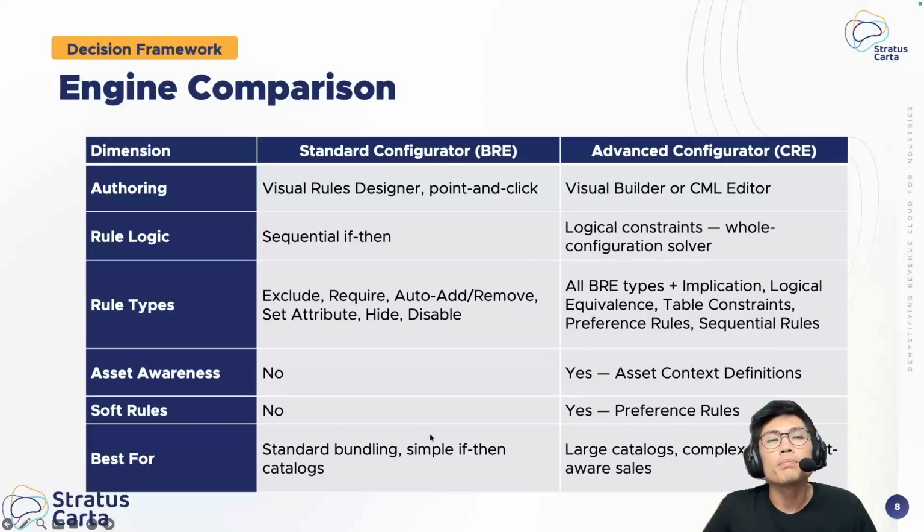As a rule of thumb, BRE is best for standard bundling, simple if-then catalogs. For large catalogs, complex rules, and asset-aware sales, CRE is your go-to option.